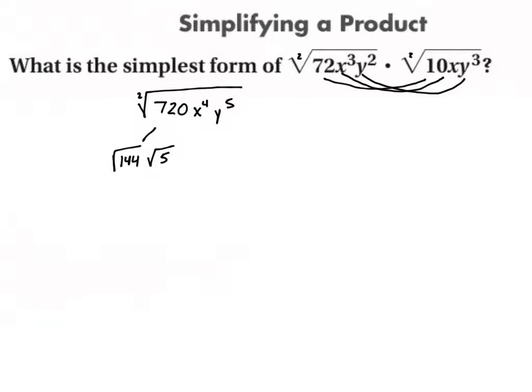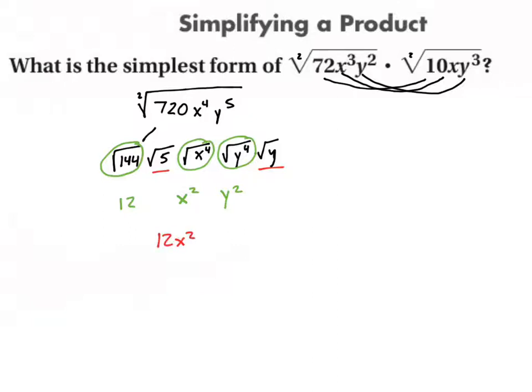Then x to the fourth is a perfect square, so we can just take the square root of x to the fourth. For y to the fifth, we're going to have y to the fourth times y to the first. The things that can get square rooted are the 144, which is going to become 12, the x to the fourth, that's x squared, and the y to the fourth, which is y squared. These items will remain underneath the radical. So we're going to have 12 x squared y squared, square root of 5y.